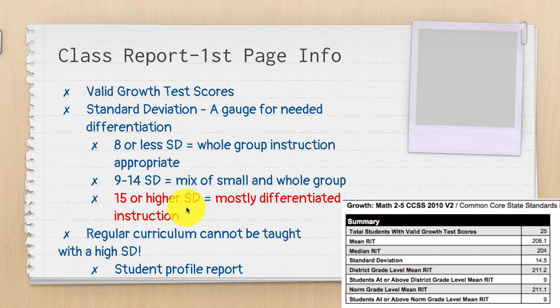Now, how do you find out what these kids know and don't know? Well, you dig into that student profile report. Now, the student profile report is going to be covered in more detail in a different video. But know that if you have a high standard deviation for your class, you can't just go through this whole group instruction. You can't just teach a regular 6th grade curriculum or a regular 3rd grade curriculum. You have to accommodate for the differences in your class. Okay? So I like this little guide. Please use this as a gauge for how much differentiated instruction should be going on in your classrooms.